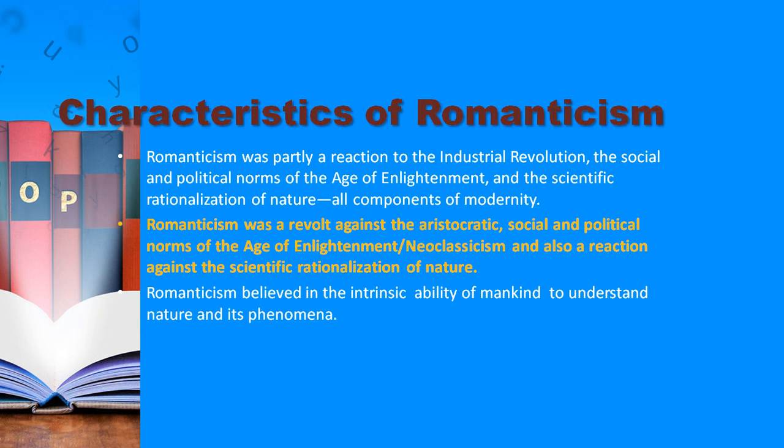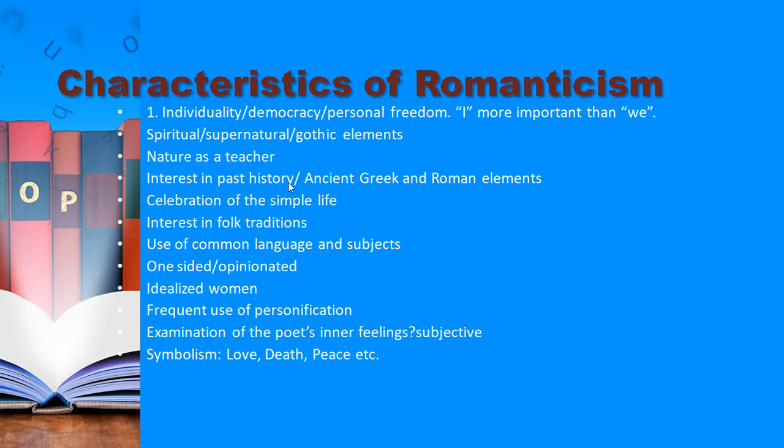Characteristics of Romanticism. Romanticism was partly a reaction to the Industrial Revolution, the social and political norms of the Age of Enlightenment, and the scientific rationalization of nature, all components of modernity. Which I have already explained. So now let's look at some specific characteristics of Romantic literature or Romanticism.